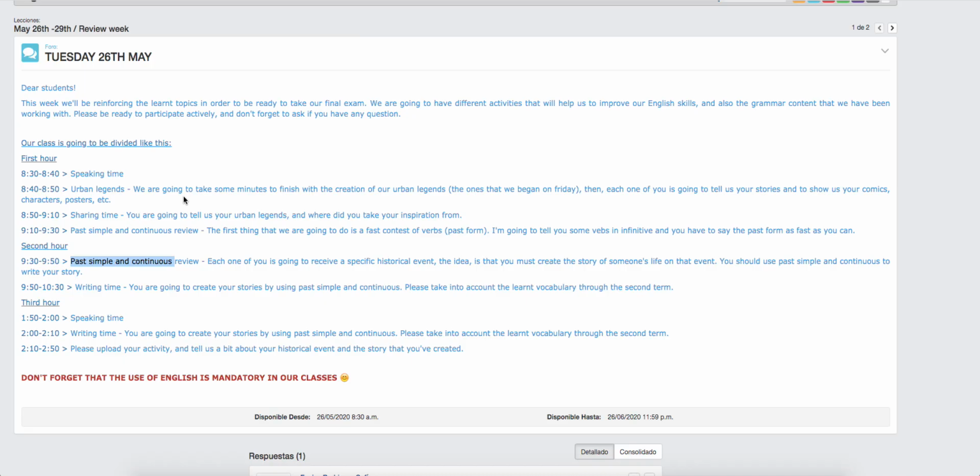So let's check this example. She was watching TV when her mother called. In this example, what is the action that is interrupted? Who can tell me? She was watching TV when her mother called. What is the action that is interrupted? The fact that she was watching TV or the fact that the mother called? Who can tell me?